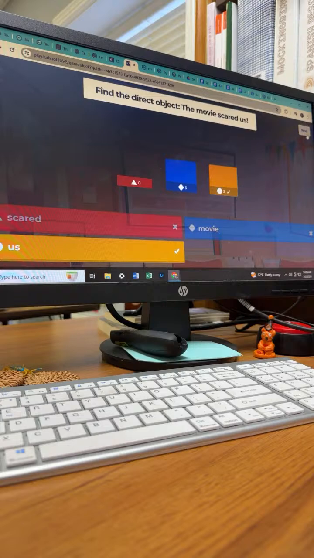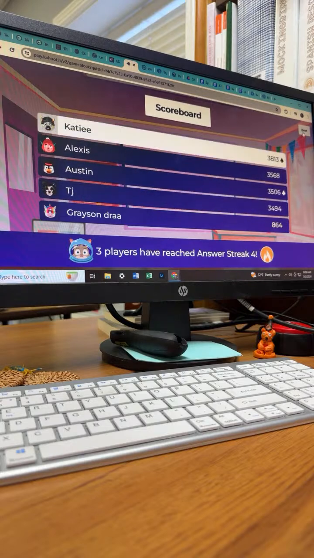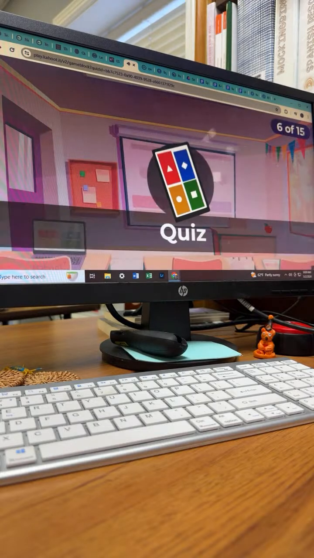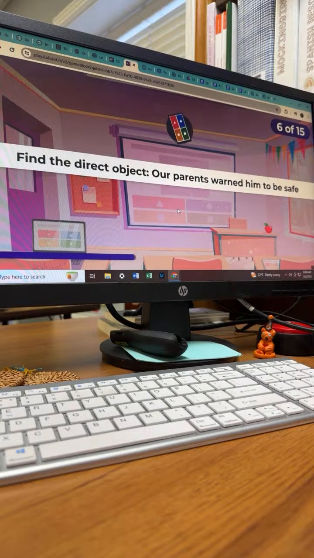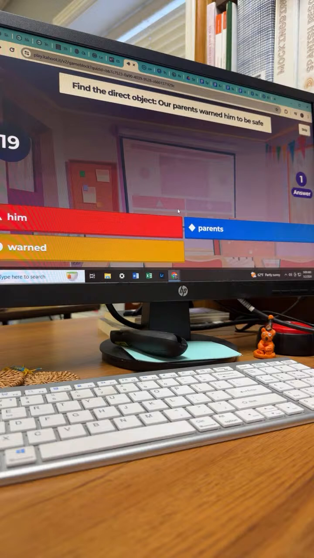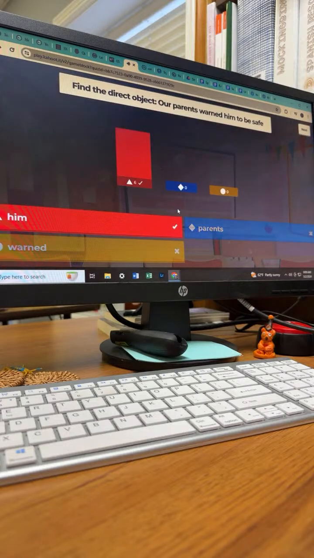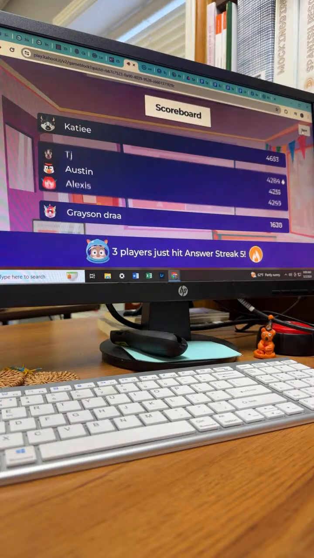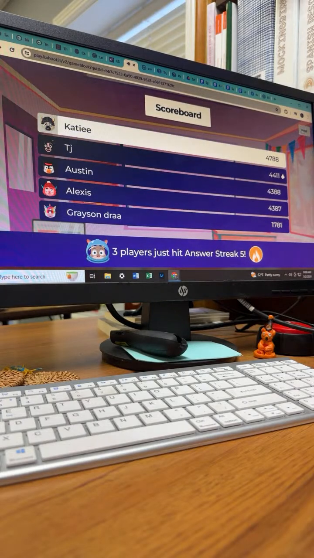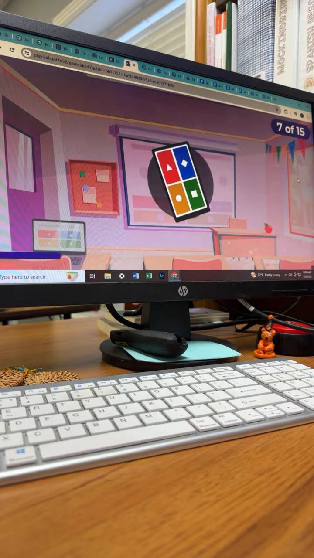What is being verbed? I'm sad, I lost my streak. Oh, Katie, why do you always win against me? Our parents warned him to be safe. Okay, I'll give you a hint. Warned is the verb, so what or whom is being warned will be the direct object. Great, him. If you ask that question of what or whom is being verbed, then that will get you the direct object. All right, oh, TJ's moving on up. Now I'm even more sad.